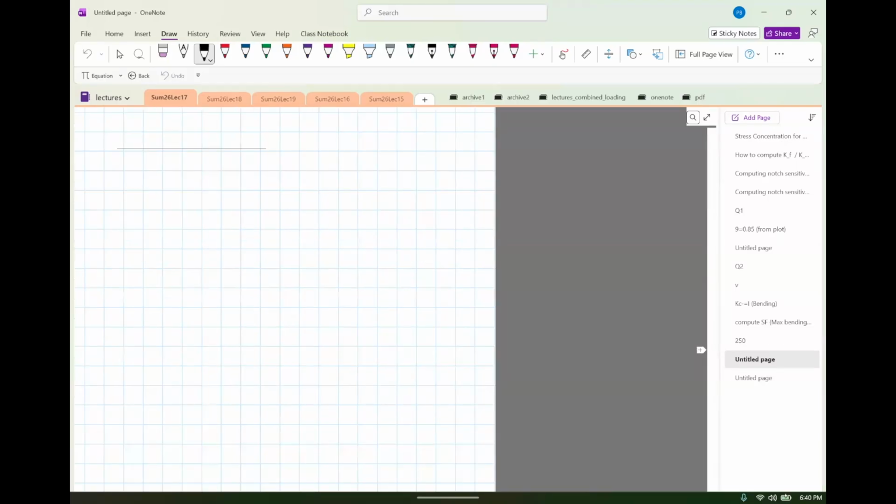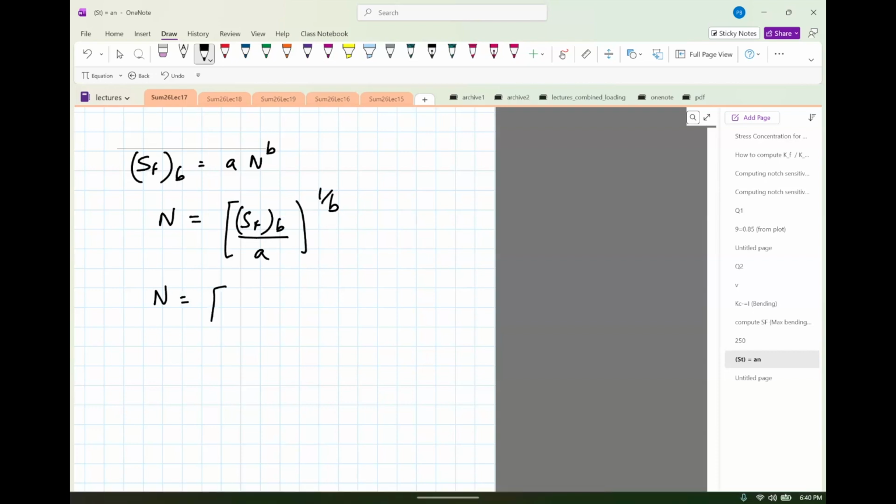Okay, the final step is SF at B equals A times N raised to B. Let's just simplify this: N equals SF at B divided by A, raised to 1 divided by B. So SF is 308, where it came from here. A is 1564. B is minus 0.142. And from this, we can get N, so it's an approximation. I rounded it up to 94,000 cycles.